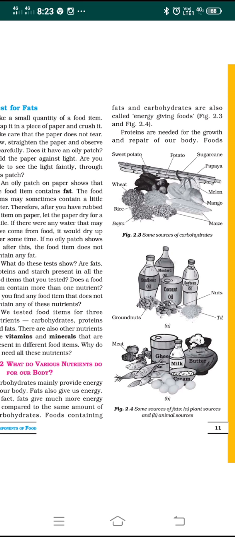Now from animal sources, what kind of fat do we get? From animal sources, there is meat. From meat we get the fat, ghee, milk, cream, egg, fish, butter. So these are the sources from animals. From this we get the fat. Dear students, these are the examples, don't forget them.